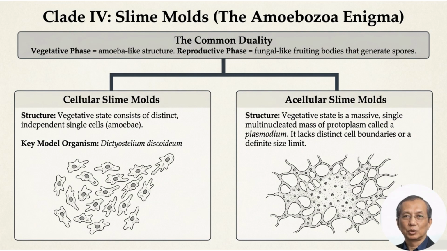We differentiate between cellular slime molds, whose vegetative state consists of distinct, independent single cells, amoebae, with Dictyostelium discoideum being a key model organism. In contrast, acellular slime molds have a vegetative state that is a massive, single multinucleated mass of protoplasm called a plasmodium, lacking distinct cell boundaries or a definite size limit.